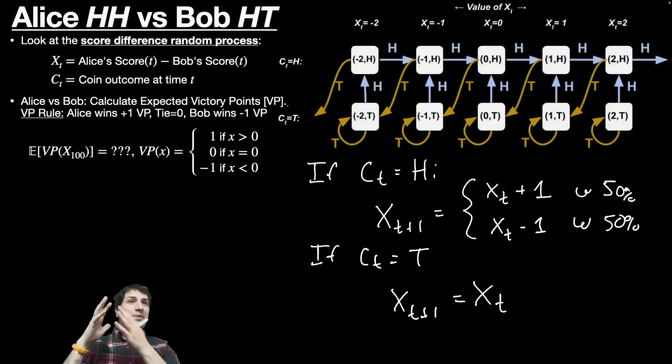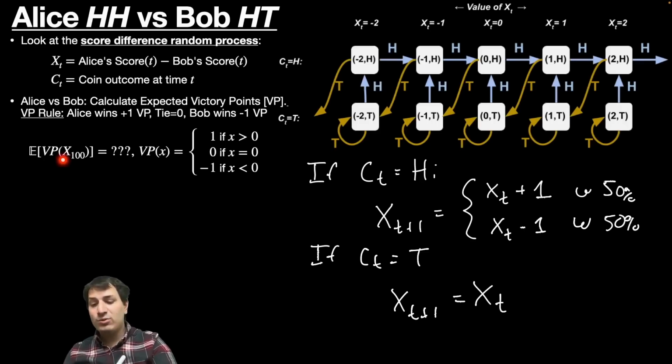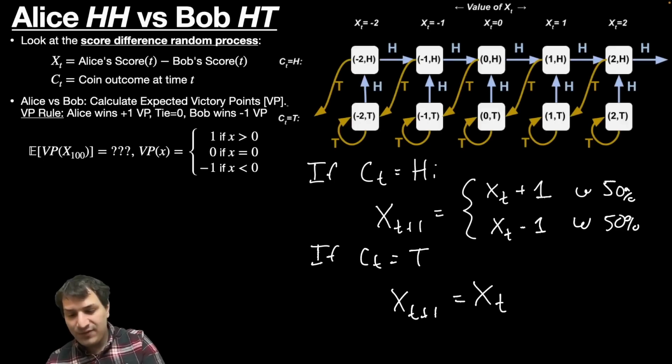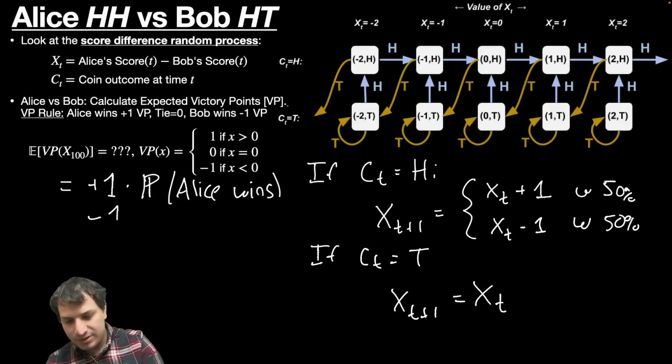So x0 is the beginning of the game when neither of them has scored. x100 is the end of the game. And by applying this victory point function, because it's either 1 or 0 or -1, its expected value is exactly +1 times the probability that Alice wins, -1 times the probability that Bob wins.